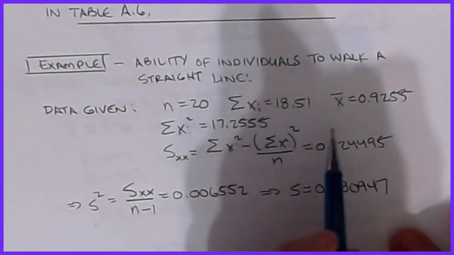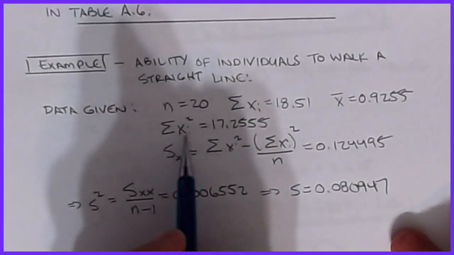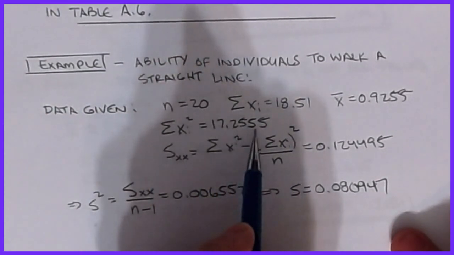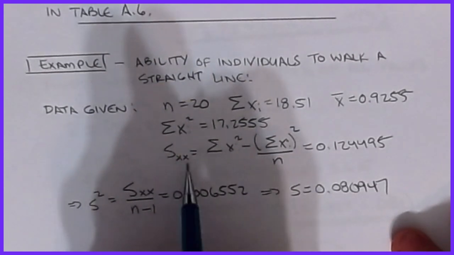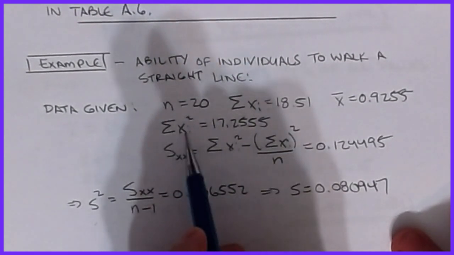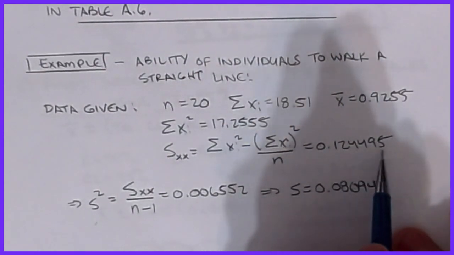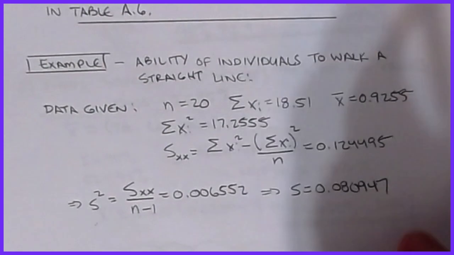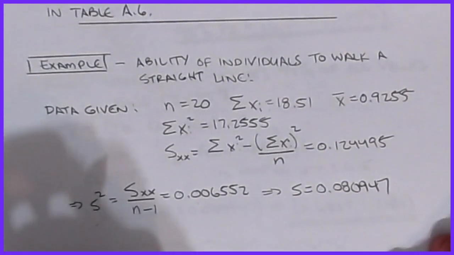Sum of xi is 18.51, the sample mean is 0.9255, sum of xi squared is 17.2555, which allows us to calculate Sxx, the standard deviation numerator, which is this term minus this sum squared divided by n, and that number is 0.124495. Again, imagine you have a pile of numbers. I've done a lot of the data manipulation. I just want to show you how the process works.